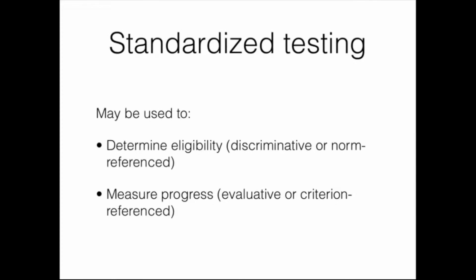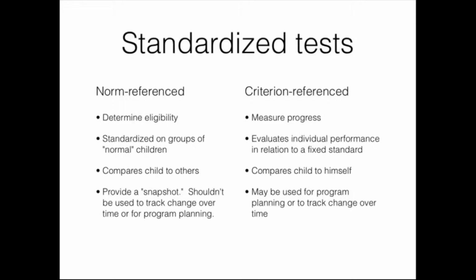So why do we perform standardized testing? Well, there's really two primary purposes for standardized testing. First is to determine eligibility, and typically for determining eligibility, we use what's known as a discriminative or a norm-referenced test. We may also use standardized tests to measure progress. For measuring progress, establishing some sort of baseline, or developing goals, we actually want to use an evaluative or criterion-referenced tool.